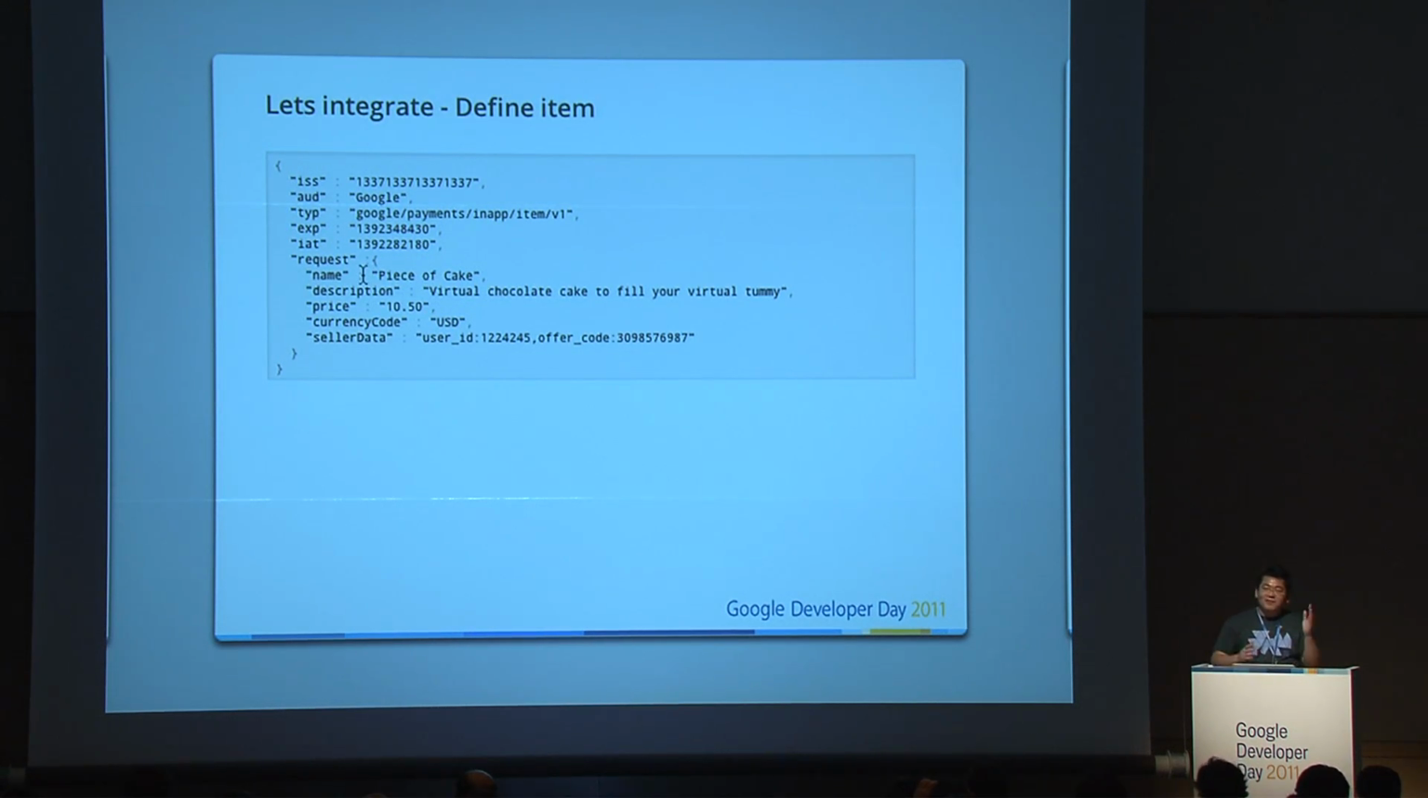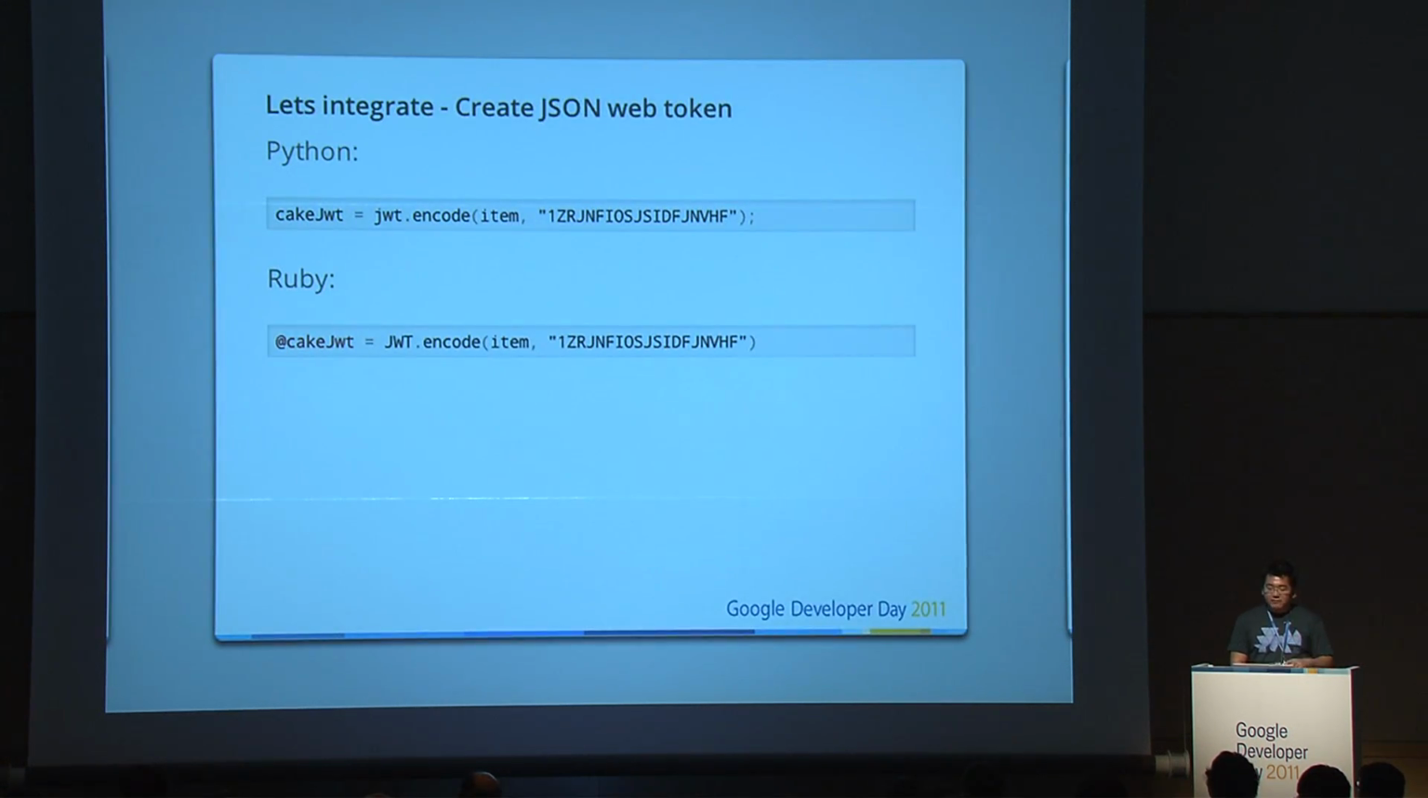And lastly, once we have all of that stuff out of the way, we can define the item itself. And in our case, we're defining a piece of cake. And it's a virtual chocolate cake to fill your virtual tummy. The price is $10.50. And we have some seller data, which is information that we're passing from the client back to the server. Once we've defined the JSON itself, then we can use it to build a JSON Web Token.